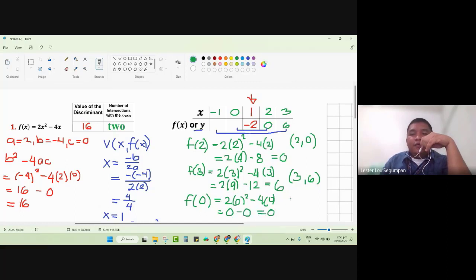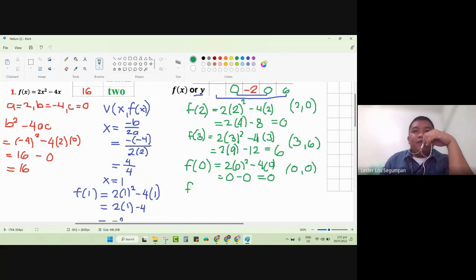And then the next coordinate is 0, 0. This is the origin of the Cartesian plane. Hence, it will still pass through that, but the vertex is no longer at 0, 0. See, we have the same values here and here. To complete, we have f of negative 1, which will need proper substitution and evaluation.